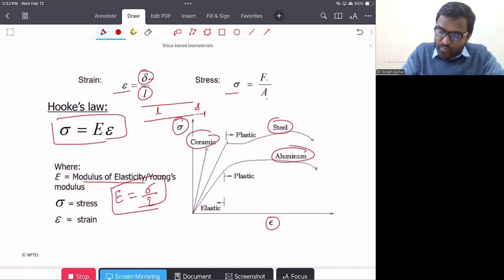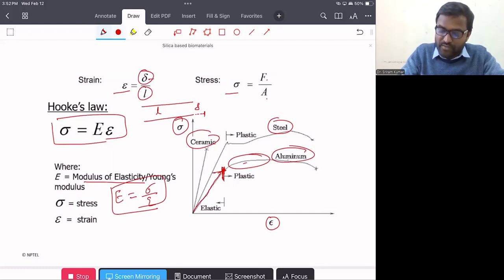So for the aluminum, up to this region, aluminum behaves as elastic in nature, because up to here, if you just remove or release the stress on this material, the aluminum comes back to its original position. However, when you apply further stress, more than this one, what happens? There is a kind of deformation that happens. So this is kind of the plastic deformation.